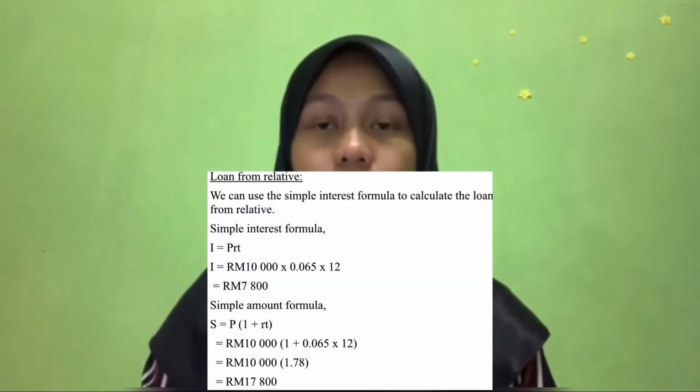For the calculation of the loan from a relative, we can use the simple interest formula. Simple interest formula is equal to amount times interest rate times time period. RM 10,000 times 0.065 times 12, and the answer is RM 7,800.